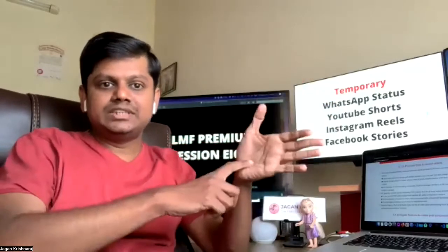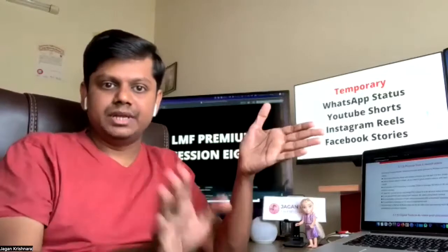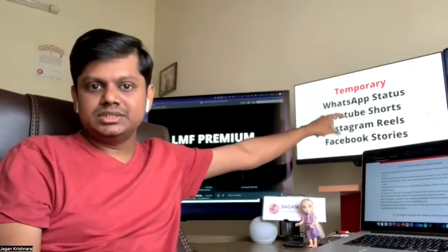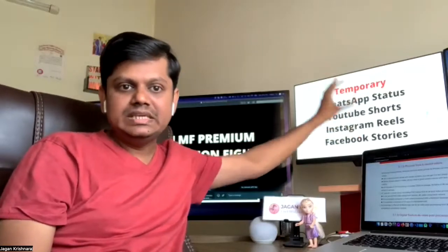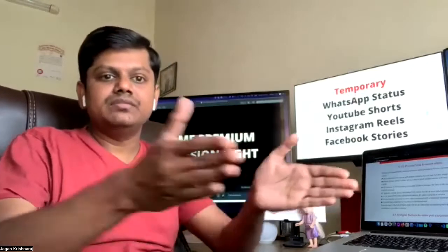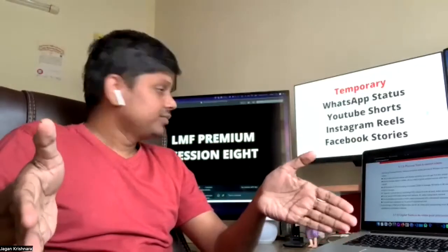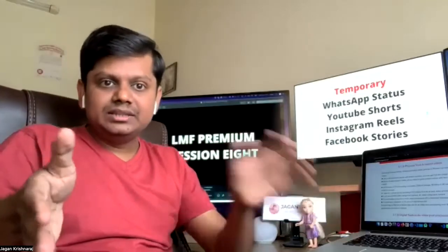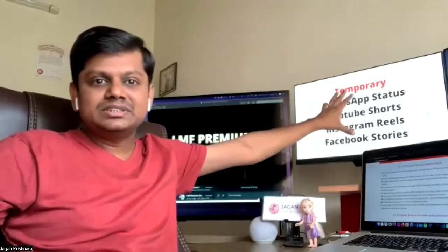When you put a WhatsApp status, you know that it will go away in one day. The content will go in one day. Similarly, there are YouTube Shorts, Instagram Reels, and Facebook Stories. These four are temporary. When you post it, it is there only for 24 hours. You should not focus on the temporary content.